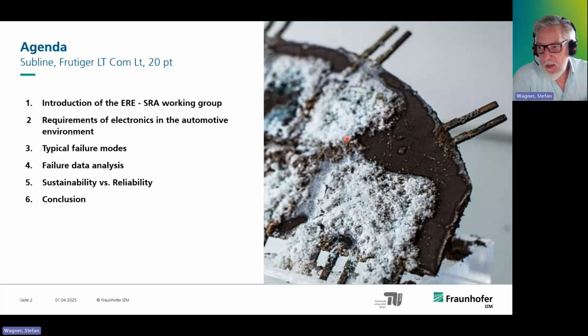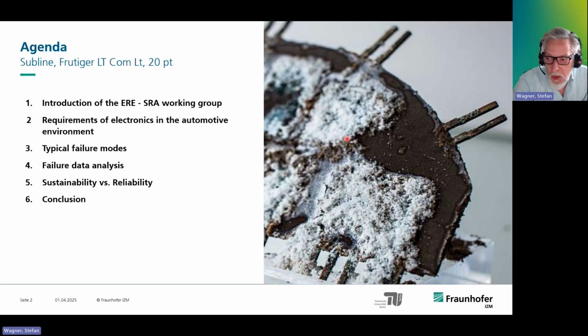The presentation is structured as follows. I will start with a brief introduction of the System Reliability Assessment Working Group, which is a part of the Environment and Reliability Engineering Department. I will then briefly outline the main requirements of electronics in the automotive environment.